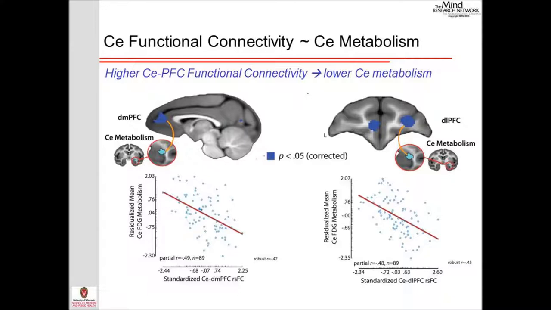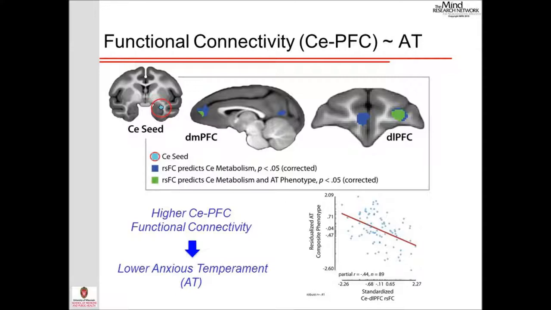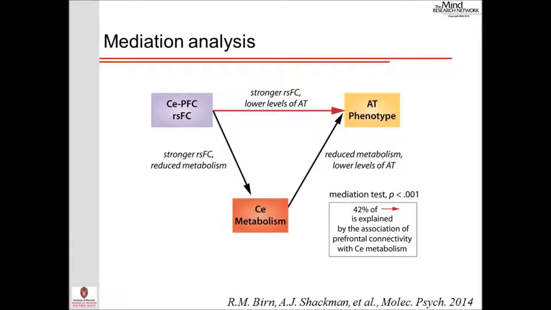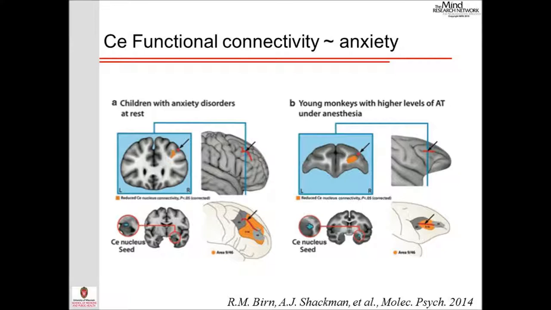And we can construct models very similar to that, and again, we find that this measure of metabolism partially mediates the relationship between connectivity and anxious temperament we saw here. And the other really interesting part is looking at now a separate group of individuals. These are now young humans with anxiety disorders, pre-adolescent with anxiety disorders, looking at the differences relative to healthy individuals, non-anxious controls. It's the connectivity of the same region of the dorsolateral prefrontal cortex to the central nucleus of the amygdala, where we see that individual difference.